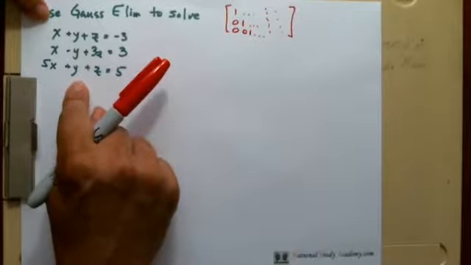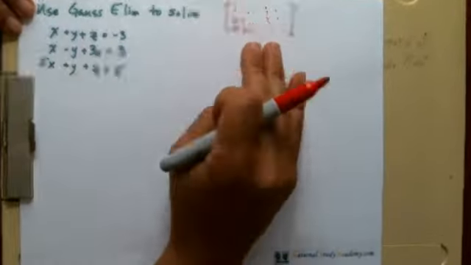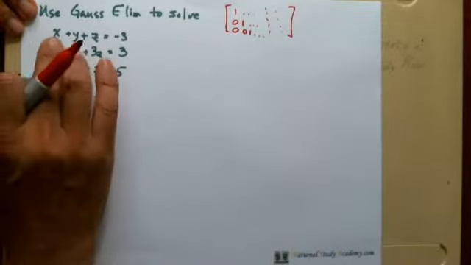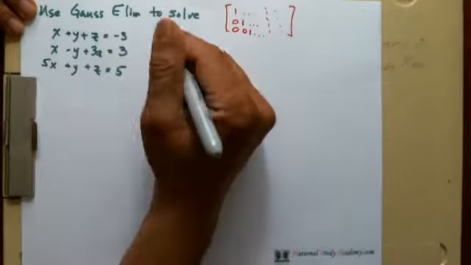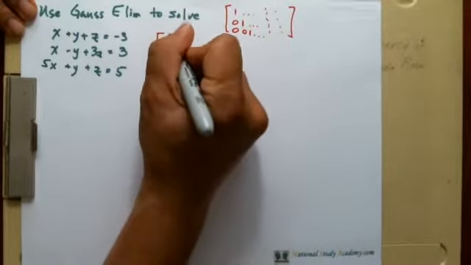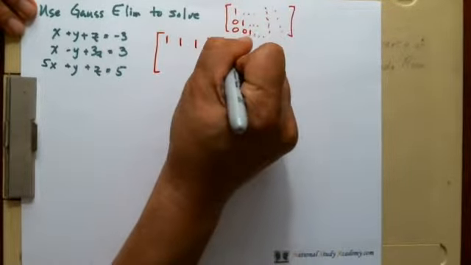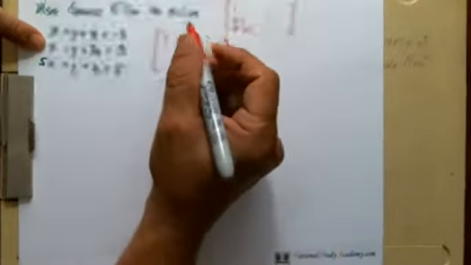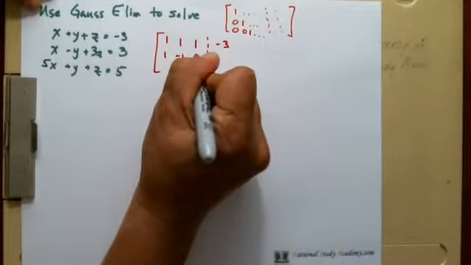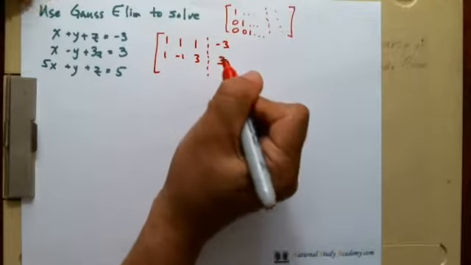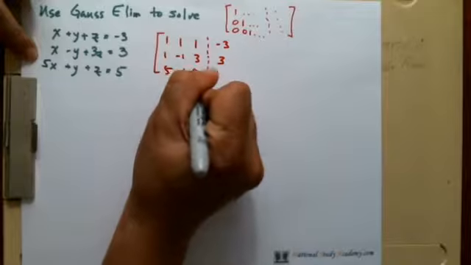So what we're going to do first is change this system of equations into a matrix. To do that, all you have to do is put the coefficients for all of these. 1, 1, 1, negative 3. So let's write it out. 1, 1, 1. Put a little line right there. Negative 3. The same thing for the second equation as well. 1, negative 1, 3, and then 3. And then 5, 1, 1, 5.